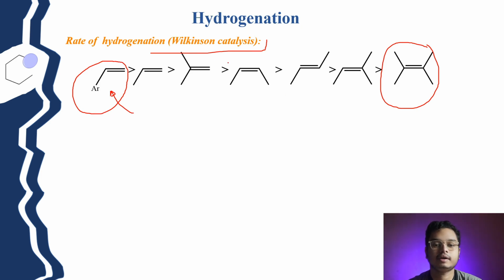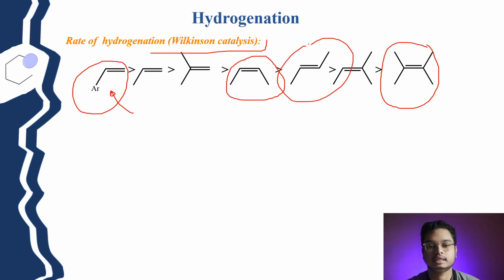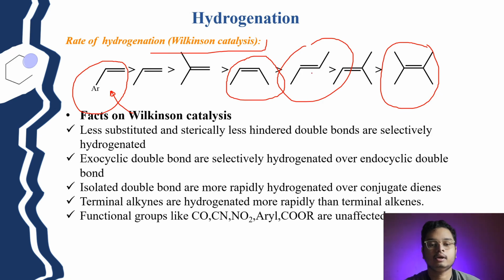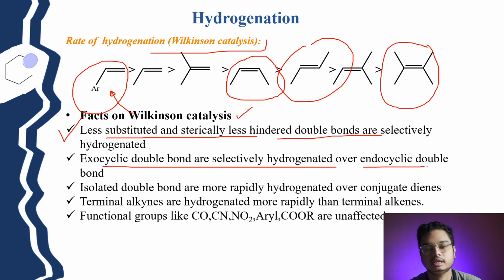has more reactivity towards the Wilkinson catalyst, whereas tetra-substituted double bonds are not that feasible. Also you can find here the cis product is more reactive than the trans product. So this thing you have to remember. There are certain facts about Wilkinson catalyst that you have to remember. The first one is that less substituted and sterically less hindered double bonds are selectively hydrogenated because of the steric issues. Also the exocyclic double bond is selectively hydrogenated over the endocyclic double bond, which I already discussed.